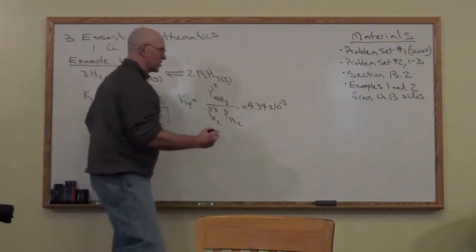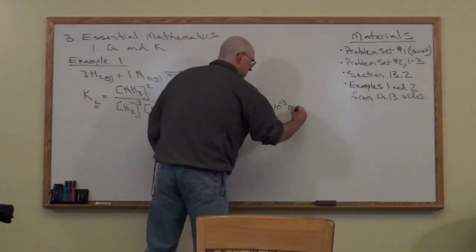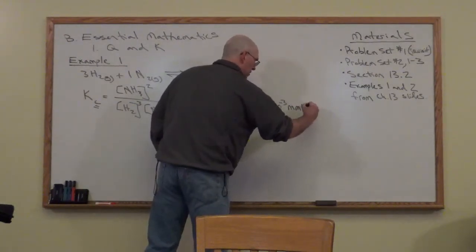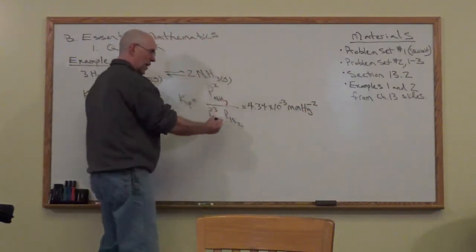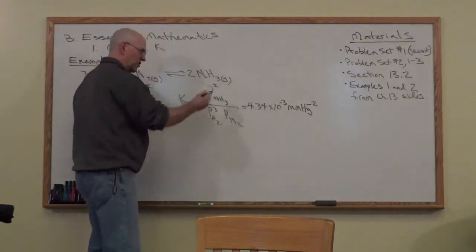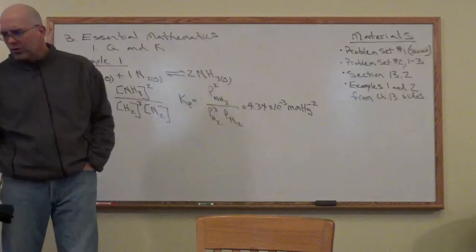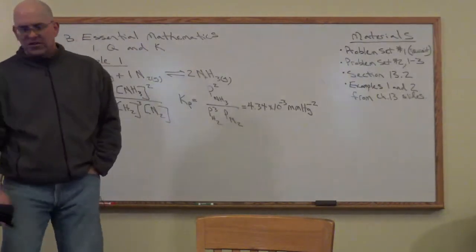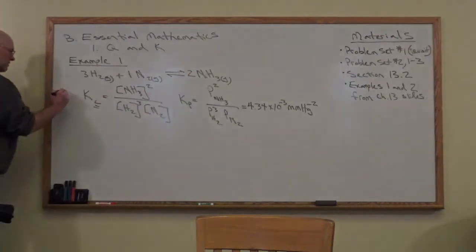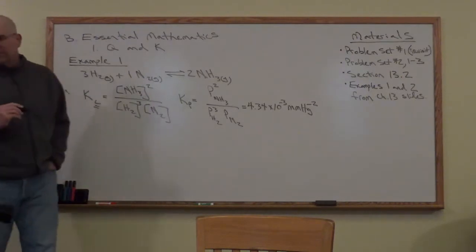So the units here are actually going to be millimeters of mercury to the -2 power. That squared is going to be down here. So it's kind of a strange looking unit, but it makes sense. And I'm not going to worry too much about the units there. Okay. So that's part A for this problem.